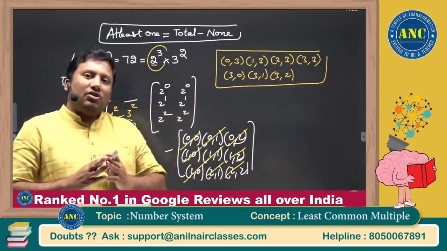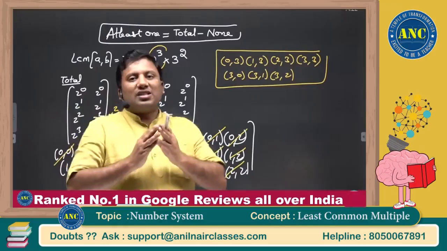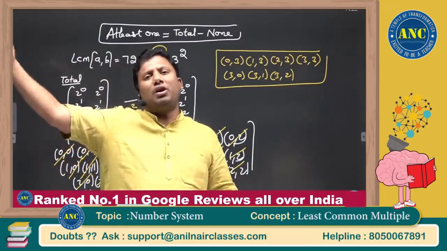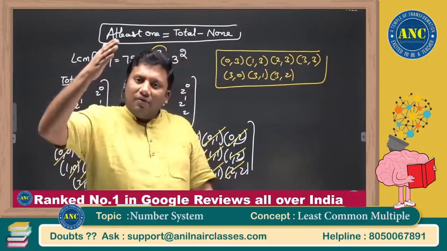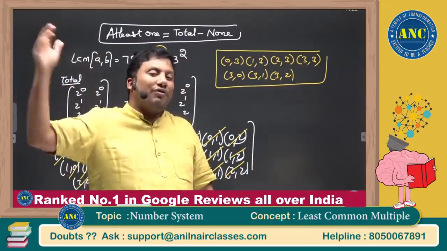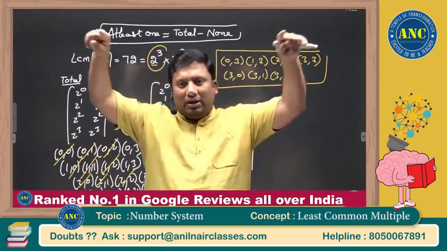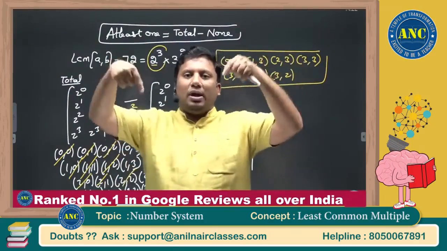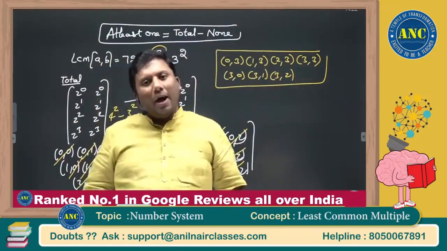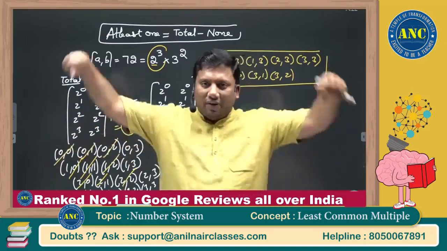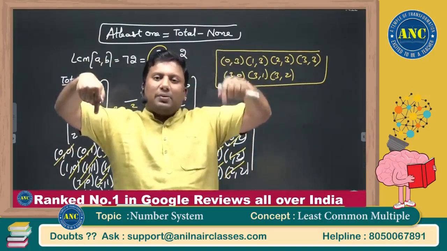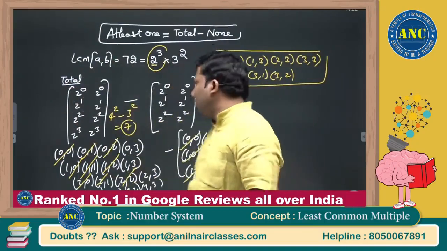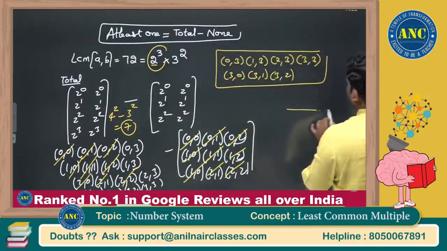At least one is nothing but total minus none. Think logically. Whole numbers are 0, 1, 2, 3, 4 and so on. At least one, we require 1, 2, 3, 4, 5 and so on. That is nothing but the total whole number set minus none, 0. From whole numbers, if I subtract 0, am I getting natural numbers? Yes. From the total set, if I am subtracting none, I will get at least 1. Are you all with me? At least 1.